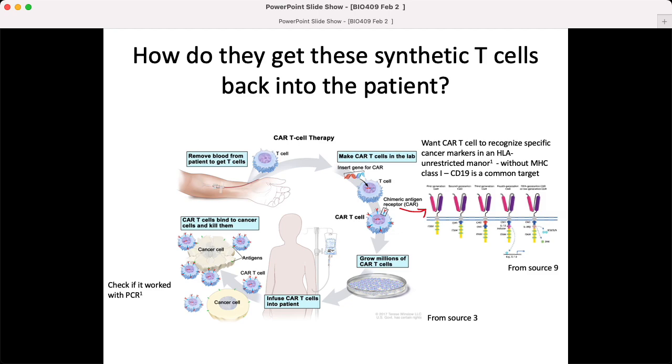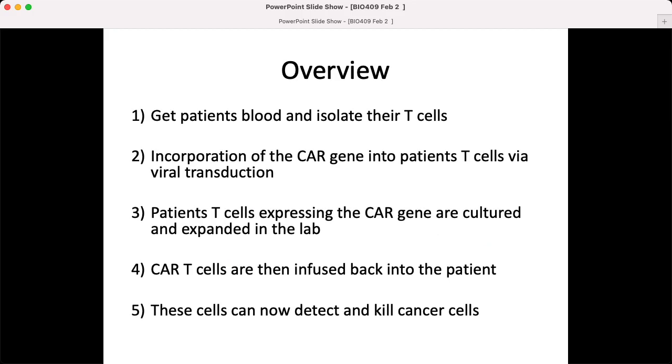And CD19, at least for B cell cancers, seems to be a common target. So like this receptor here would be anti-CD19, right? Because the B cells are expressing CD19, and laboratories can easily make something that would bind to that. And so that's a specific target for certain B cell cancers.